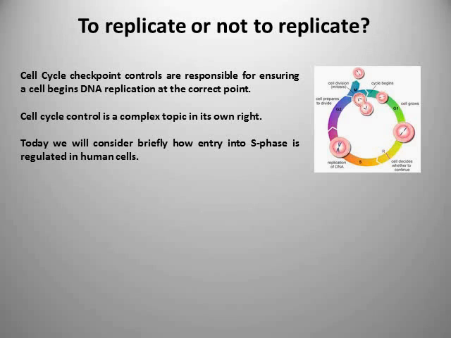So cell cycle control is a complicated process in its own right. We touched upon this at level 1 in human genetics. I'm not going to go into much more detail of the rest of the cell cycle control in this lecture. It's beyond the scope of this lecture. But what I do want to talk about is S phase entry in a little bit of detail, because it's obviously directly relevant to what we're talking about today.